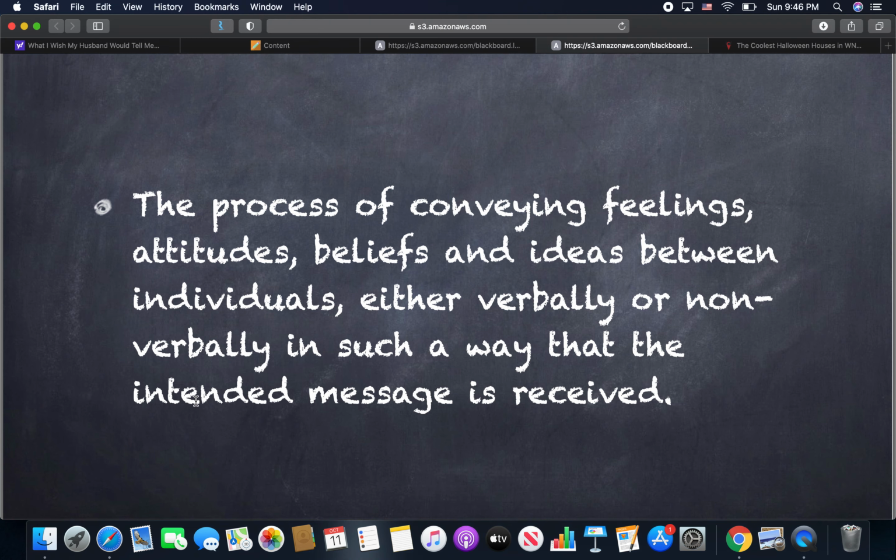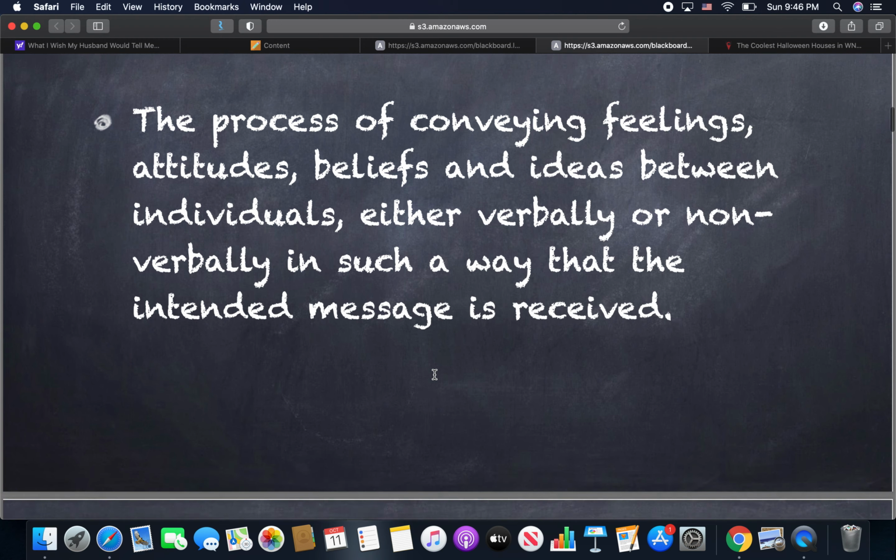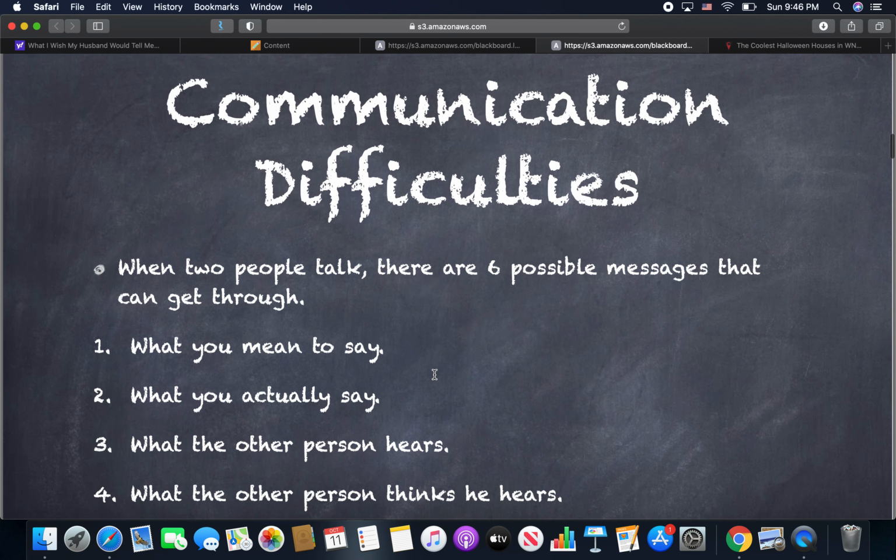And that last part of that statement is the key component that often causes problems for people, and that is that the intended message is received. We all know that things can often go wrong in communication, and the intended message is not received the way that it was planned for. So let's talk about some of the problems that can happen.